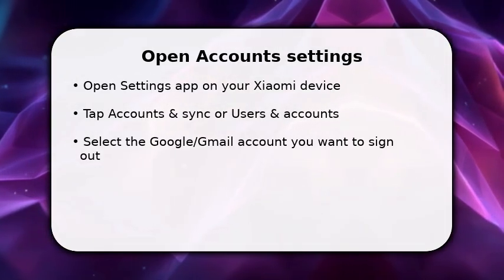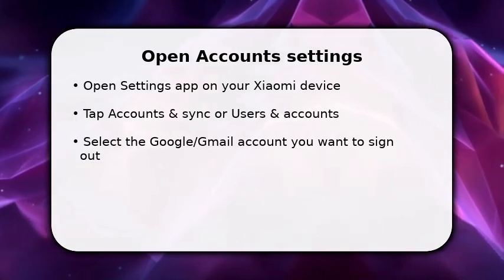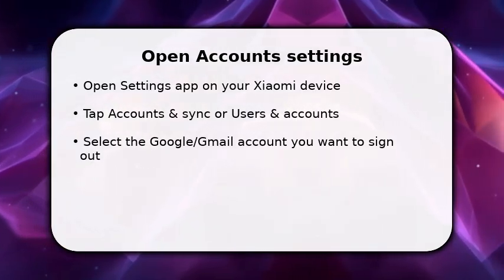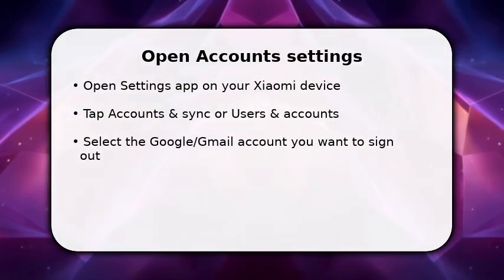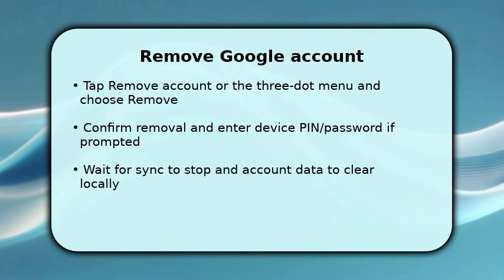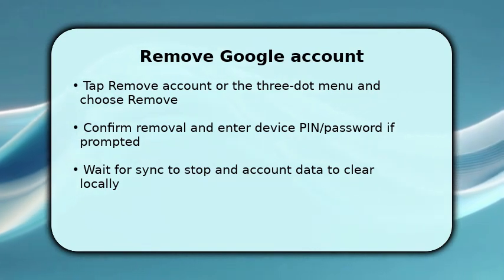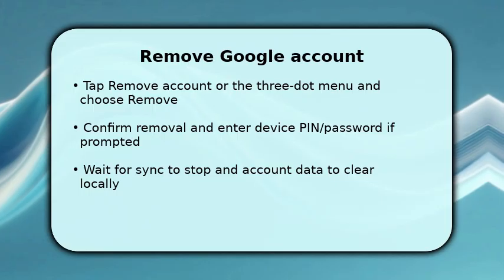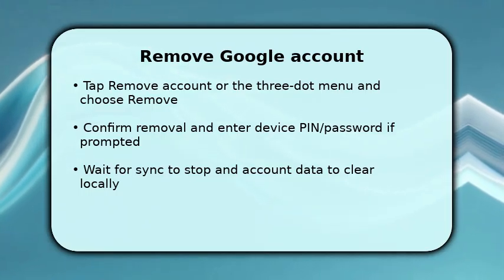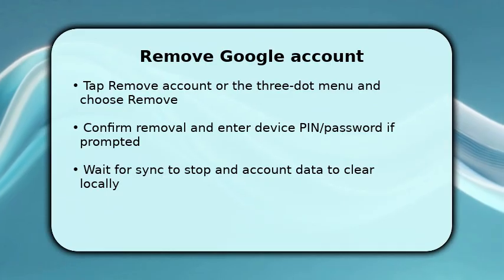If you're signed into multiple accounts, choose the exact one to avoid logging out the wrong profile. Now proceed to Account Actions so you can remove it securely. Once you tap Remove Account or use the menu, Android asks for confirmation. This prevents accidental sign-outs. Enter your device PIN or password when prompted, because removal affects system-level authentication.